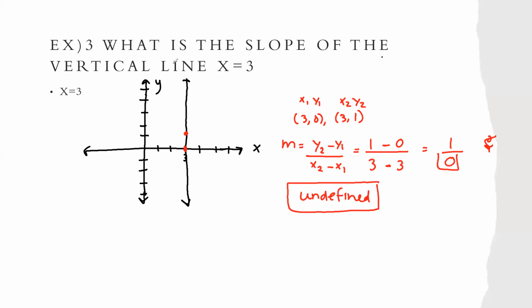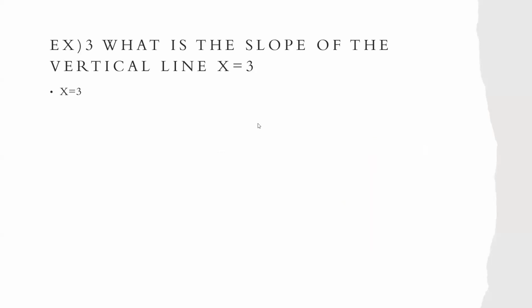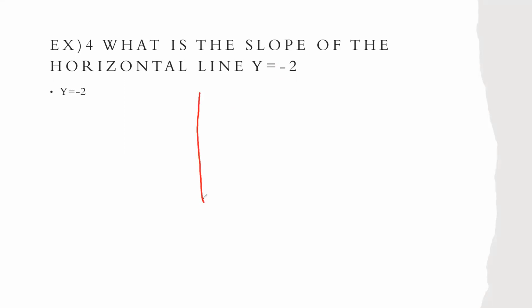Okay, let's move on to example 4. Example 4 says, what is the slope of the horizontal line y equals -2? So if you want, it could be helpful to graph it. And in the previous lecture, we said that the slope of a horizontal line is always going to be 0.